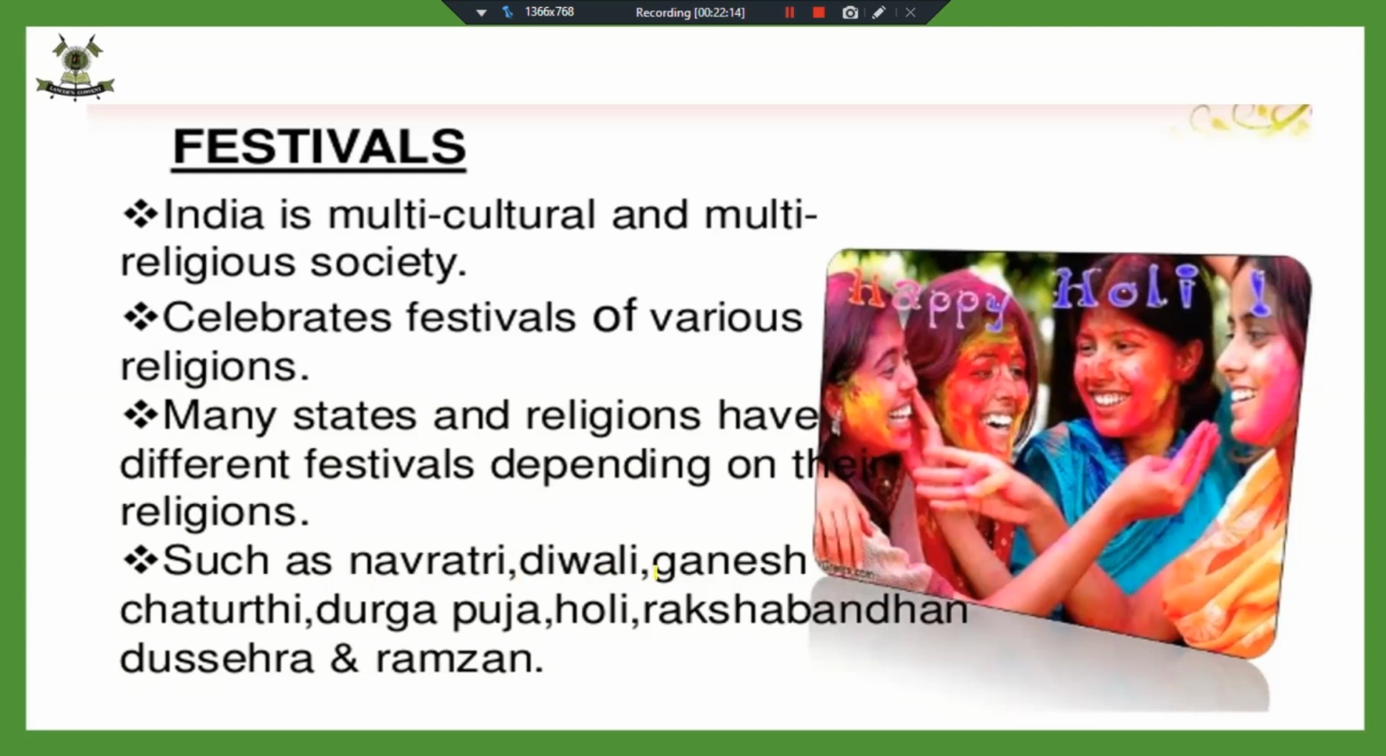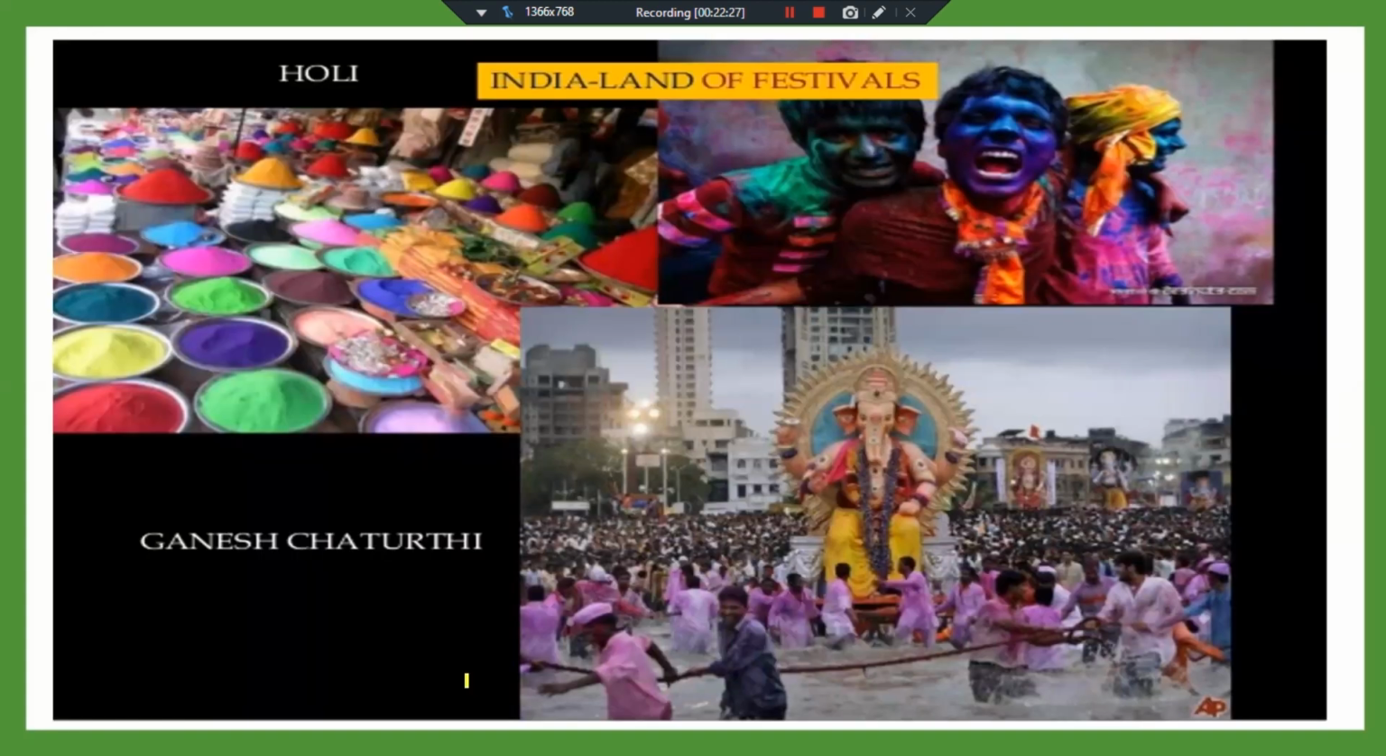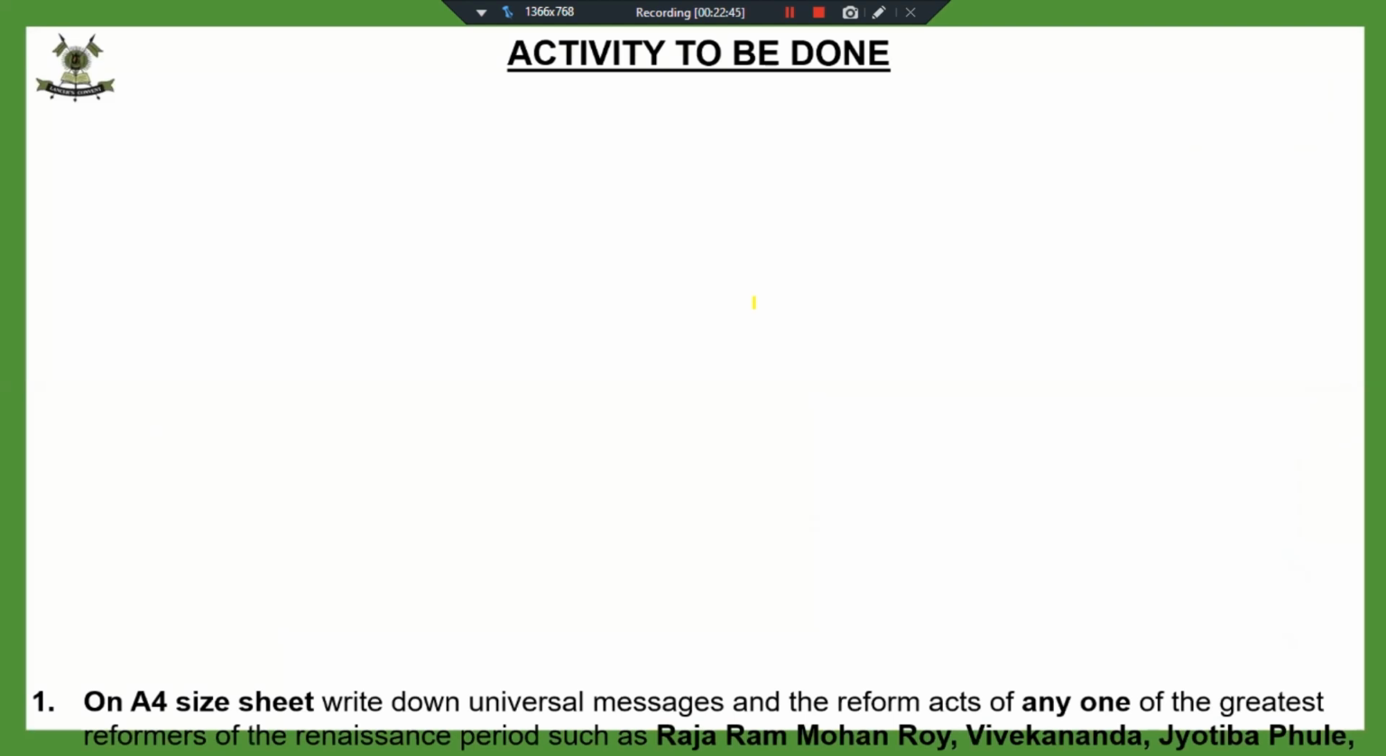Navratri, Diwali, Ganesh Chaturthi, Durga Puja, Holi, Raksha Bandhan, Dussehra, and Ramzan are some of the most important festivals that are celebrated in our country. You can have a look. Ganesh Chaturthi is a rage in Maharashtra. The entire state gets together to celebrate it, in Maharashtra and Karnataka. And Holi, as you can see, is celebrated all over the country.